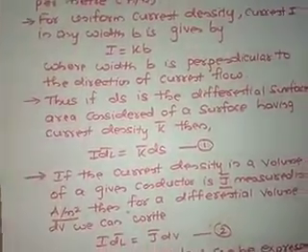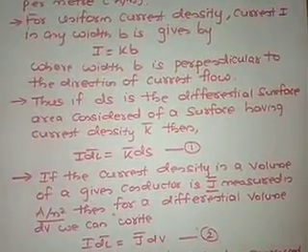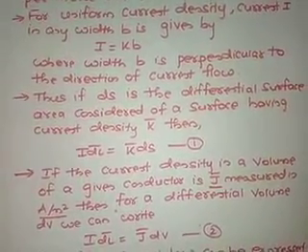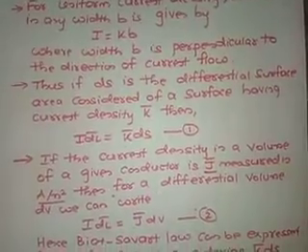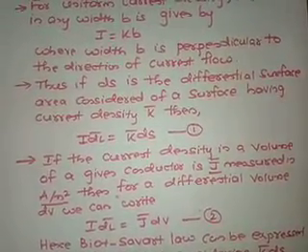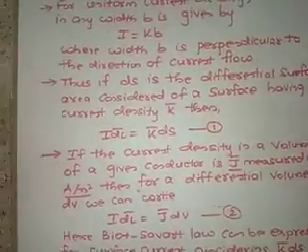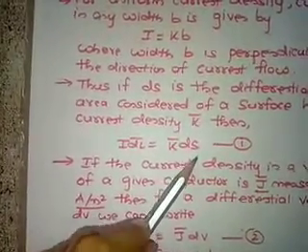Similarly, if dS is the differential surface area considered of a surface having current density K bar, then I dL bar is equal to K bar into dS.